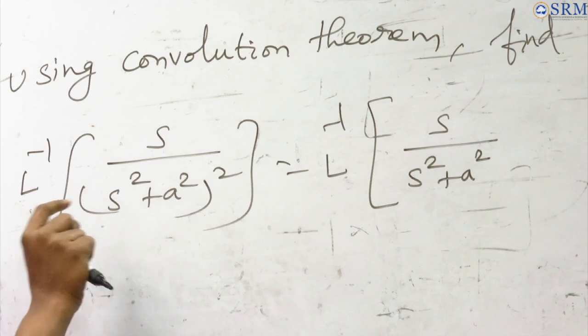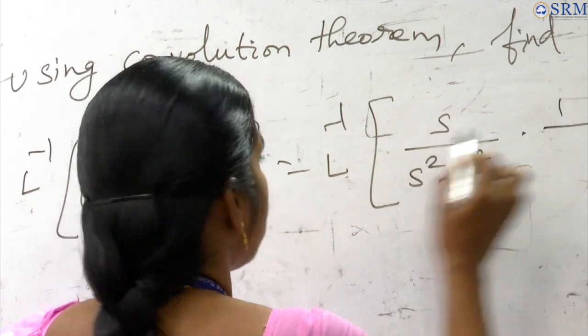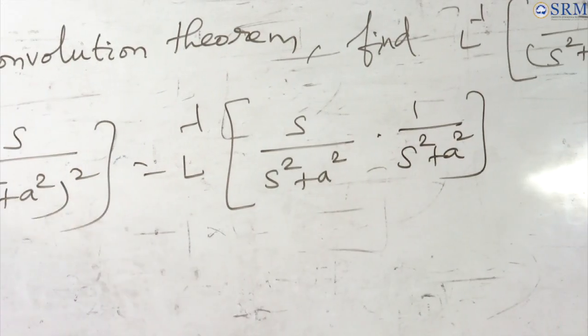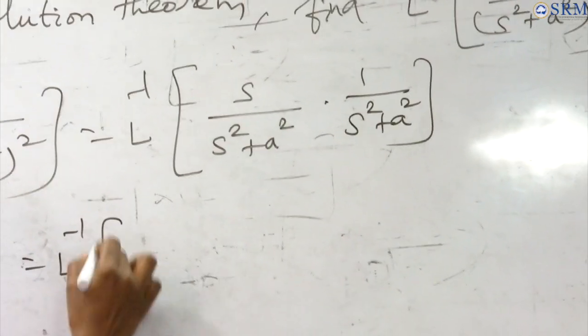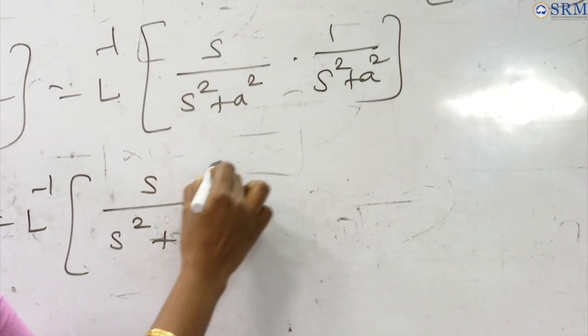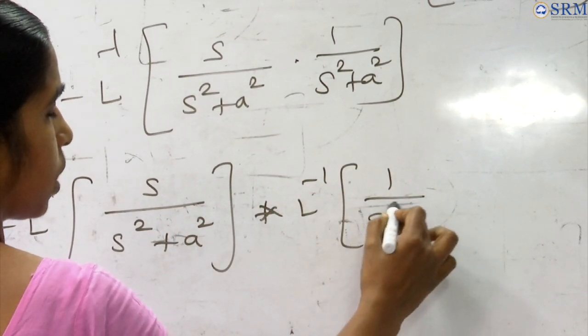You combine it in either the f of s term or the g of s term. So s divided by s square plus a square, but in the denominator two terms are there, so s square plus a square. So L inverse of s divided by s square plus a square star L inverse of 1 divided by s square plus a square.